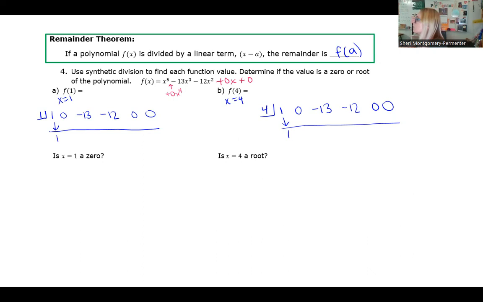And for these problems, when we do them, it only cares about the very last value. It only wants to know if it's a factor or not. That's it. So remember that you can have a zero, a root, an x-intercept. Those all mean the same thing. A factor, those are all the same thing.